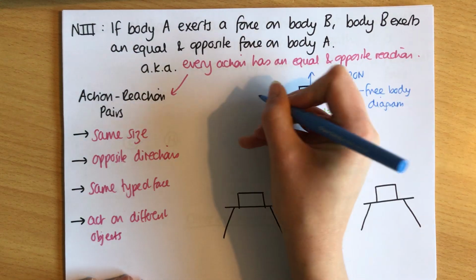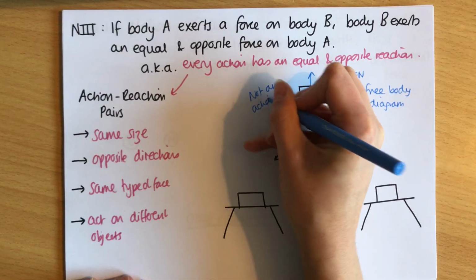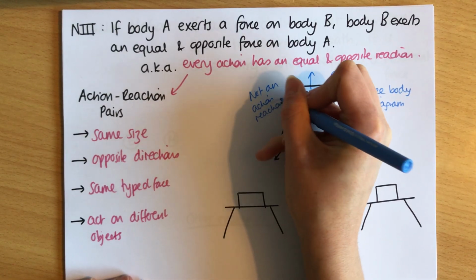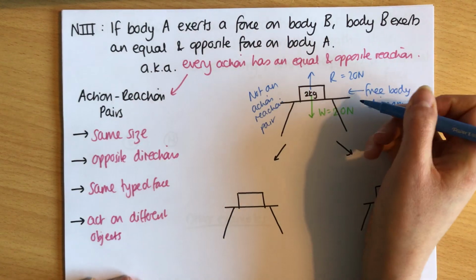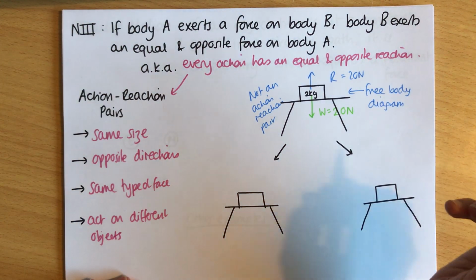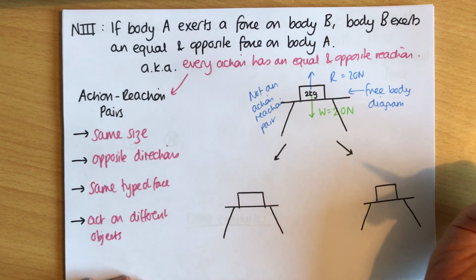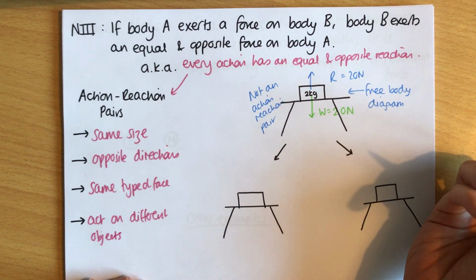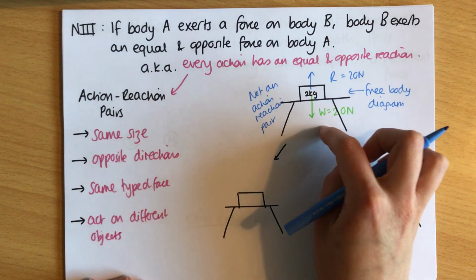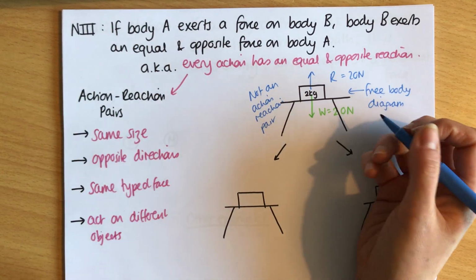But this is not an action-reaction pair. Let's think about why that is. So I've got two forces of the same size, tick, the opposite direction, tick, same type of force. Well, weight is a force of gravity. Reaction is a push-up from a table, not the same type of force. They act on different objects. The weight acts on the book, the reaction acts on the book. Doesn't work. So this is not an action-reaction pair.